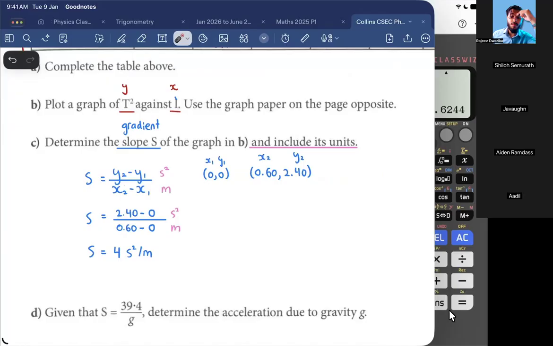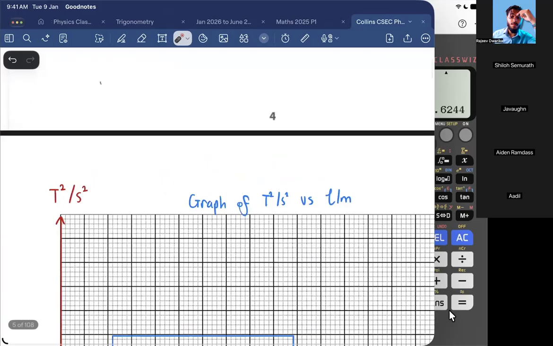Which part? Like how you find the gradient. Okay, no problem. So, do you know how to find gradients? y2 minus y1 over x2 minus x1. Good. So to find the gradient, you need 2 points that are on your graph.